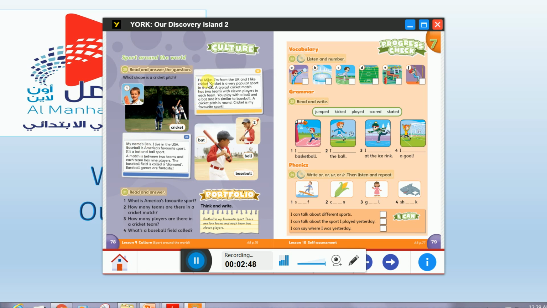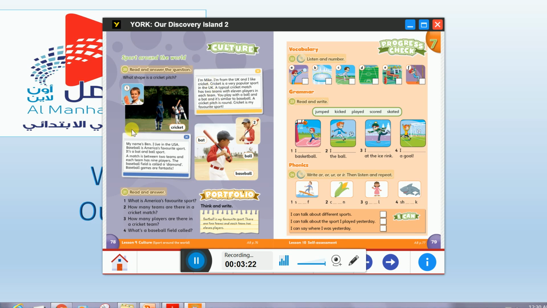I am Mike. I am from the UK and I like cricket. Cricket is a very popular sport. In the UK, a typical cricket match has two teams with 11 players. In each team, you play with a ball and a bat. It's similar to baseball. A cricket pitch is round. Cricket is my favorite sport.